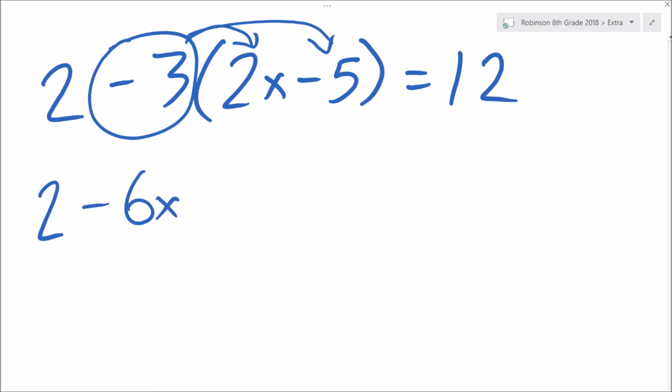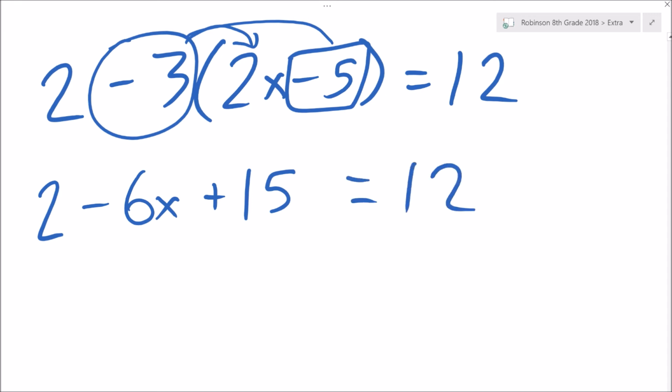Negative 3 times 2x is negative 6x. Negative 3 times, now this last part, there's two ways to look at it. We could look at this as negative 3 times 5 and keep our minus sign, negative 3 times 5 being negative 15. Or I could look at it as negative 3 times negative 5 and say that that is positive 15. So it's still going to be equal to 12. Either way, whether we do the minus negative 15 or plus 15, they both turn into a positive 15, because we should know if we subtract a negative, that is the same as adding a positive.